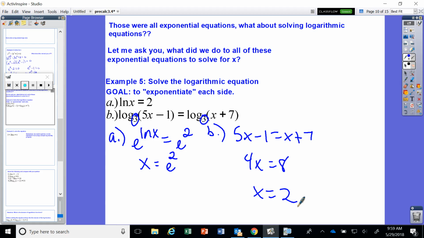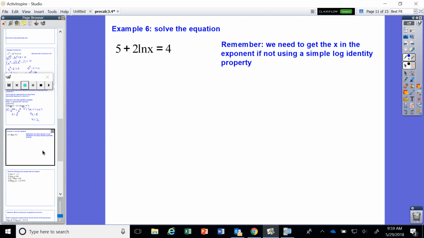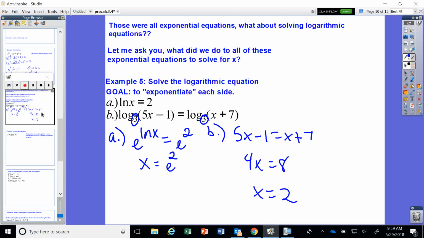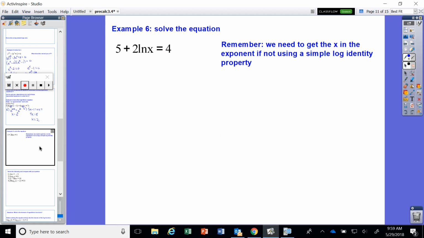Alright, so be on the lookout for both different types of problems that you have. Let's keep pushing on. Solve the following equation. Once again, remember, your goal is to get x in the exponent if not using a simple log identity property. Okay? So let's go back. Part B, simple log identity property. This example, alright, our goal is to get x in the exponent so we can, quote unquote, exponentiate it.